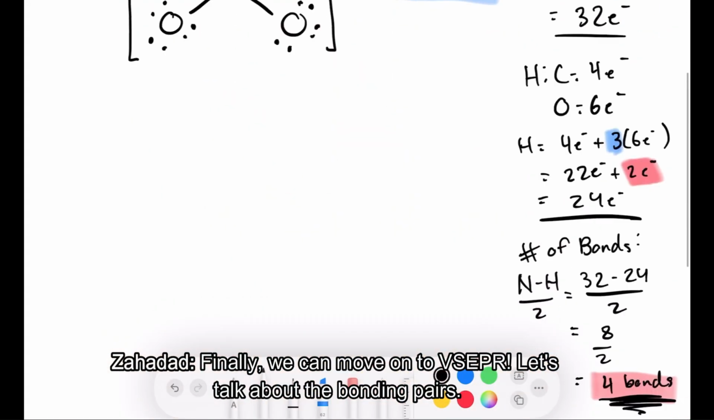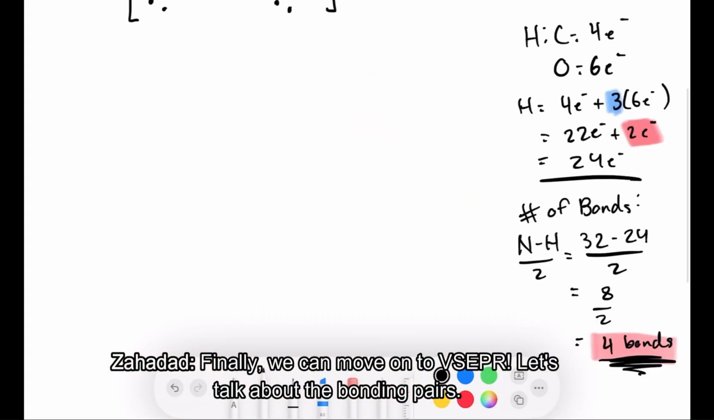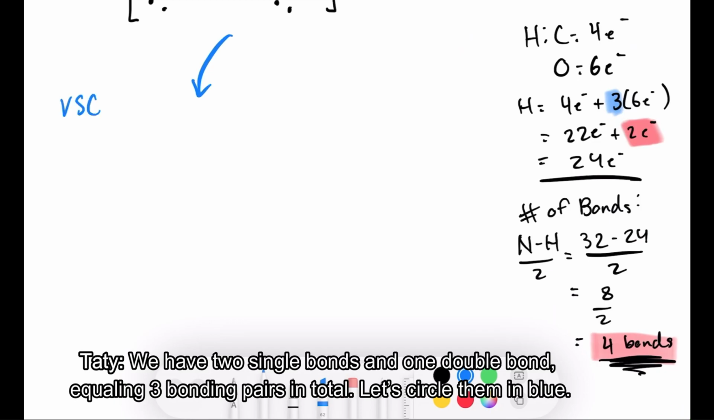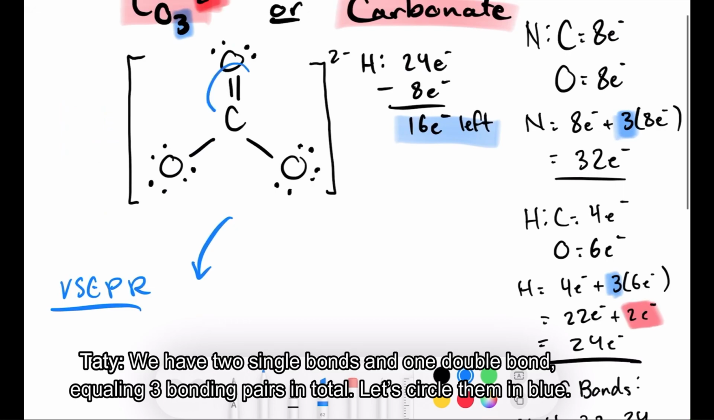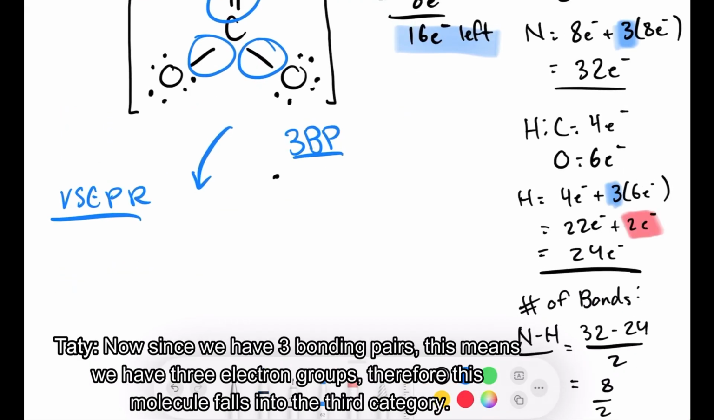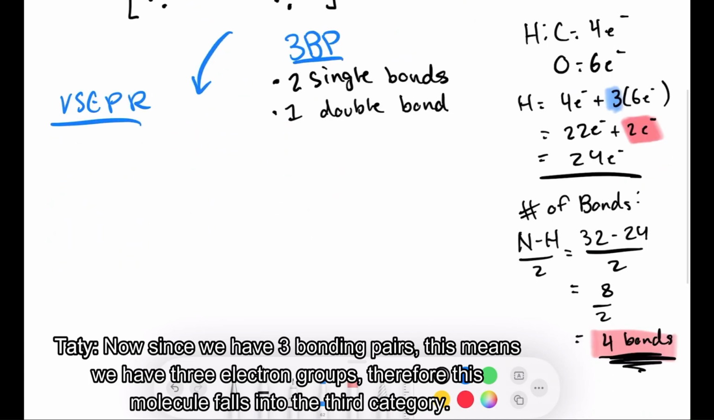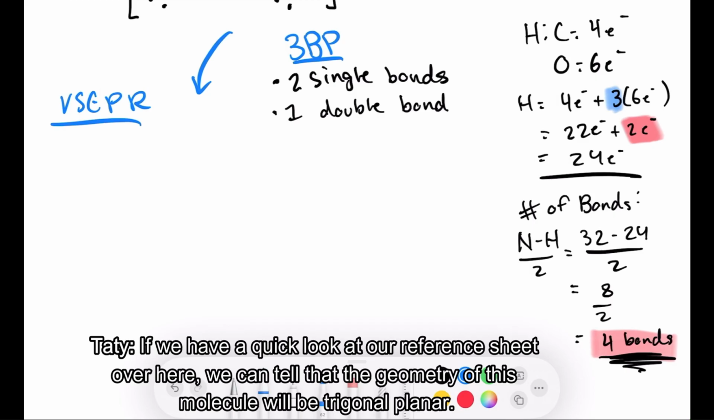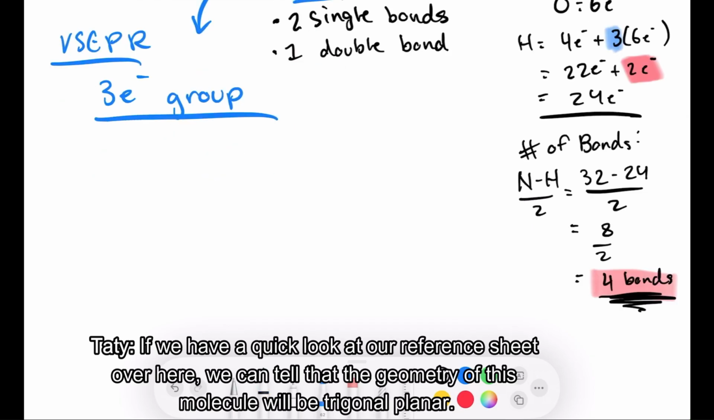Finally, we can move on to the shape. Let's talk about the bonding pairs. We have 2 single bonds and 1 double bond, equaling 3 bonding pairs in total. Let's circle them in blue. Now, since we have 3 bonding pairs, this means we have 3 electron groups. Therefore, this molecule falls into the 3rd category. If we have a quick look at our reference sheet over here, we can tell that the geometry of this molecule will be trigonal planar.